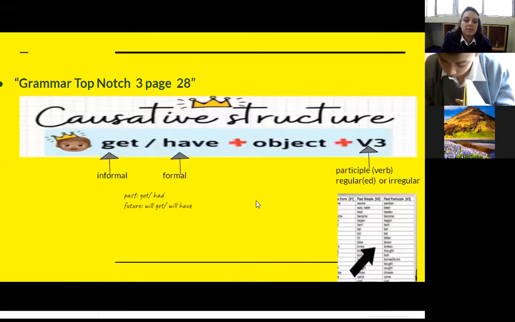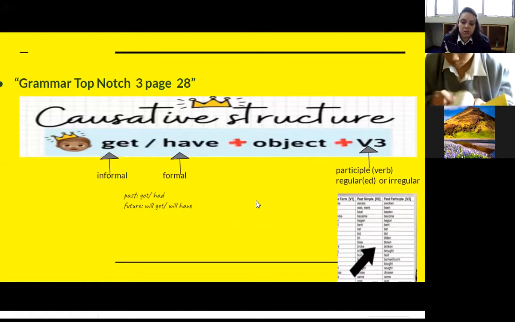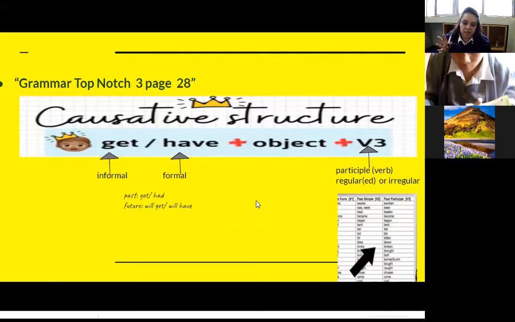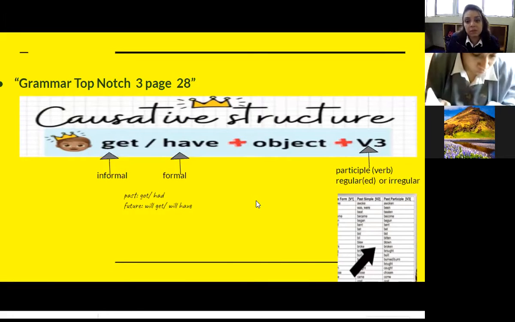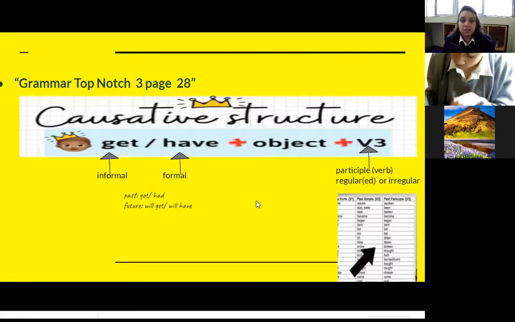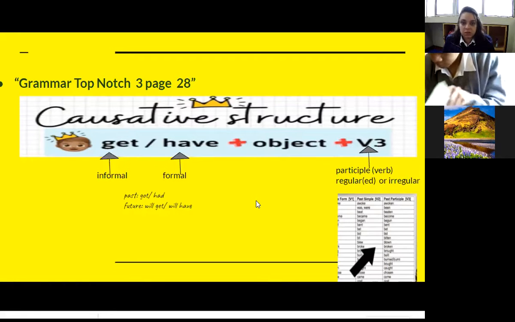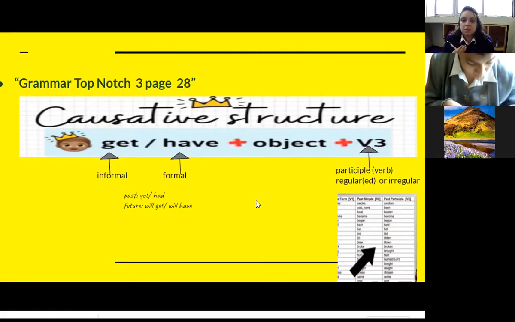Okay. So this one is the grammar structure. The topic for this first part is the causative structure. But you can tell me, Miss, what is the causative structure? First, you have to know when we are going to use that kind of sentence or that kind of way to talk. The causative structure is a way that you have to use when you are receiving some product or something but you are not doing anything, right?